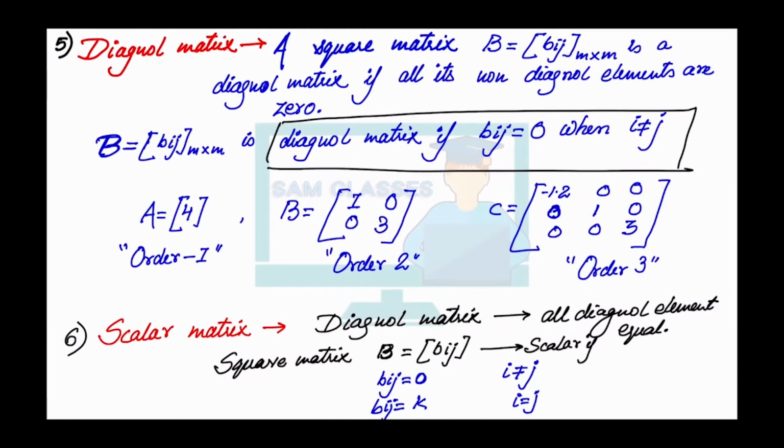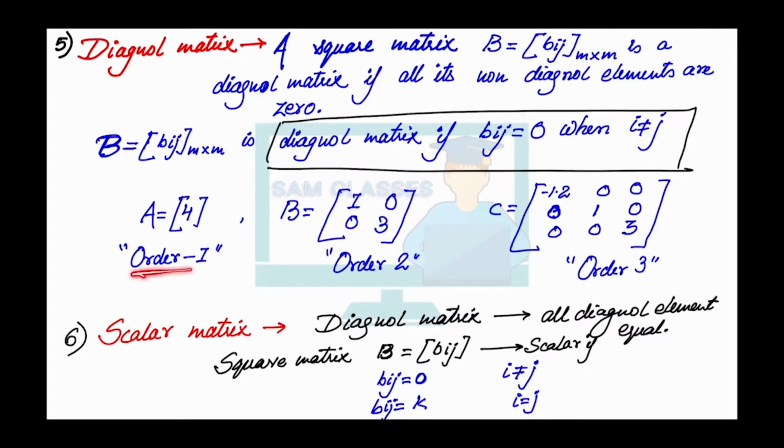Now next is diagonal matrix. Students, what is a diagonal matrix? Very simple. These are all categories of square matrix. A square matrix is a diagonal matrix if all its non-diagonal elements are 0. So what we have done, students, is keep all the diagonal elements and make the rest 0. When such a condition comes where all the rest of the elements are 0, leaving the main diagonal elements, then we say it is a diagonal matrix.